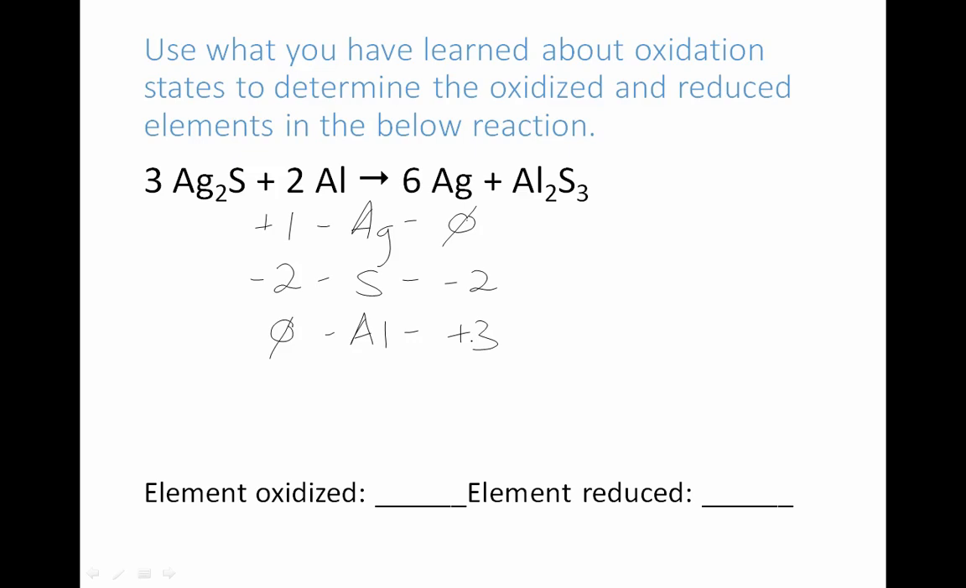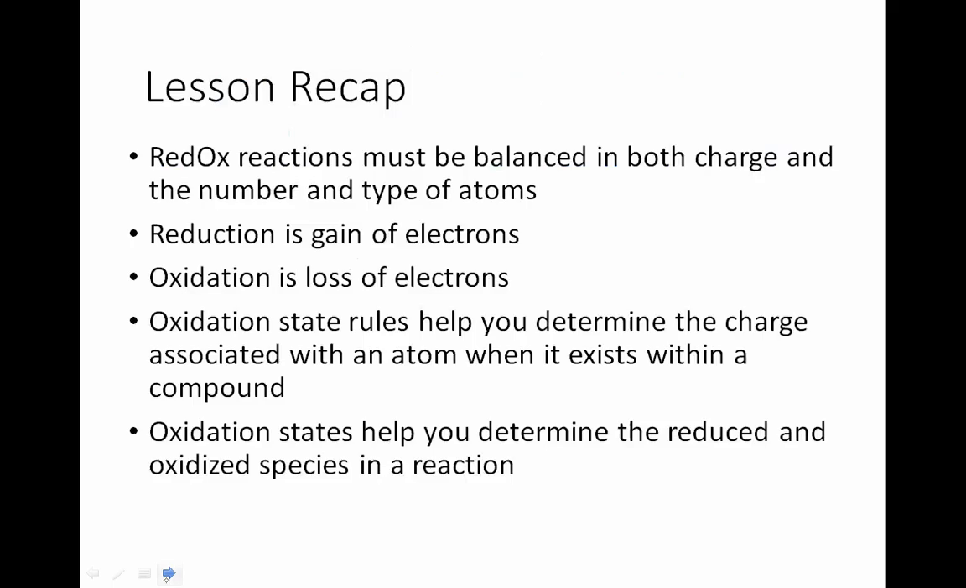So that leaves sulfur being a spectator, so we can scribble it out. And now between silver and aluminum, which one was reduced? Silver. Which one was oxidized? Aluminum, because it increased in charge and silver decreased in charge.